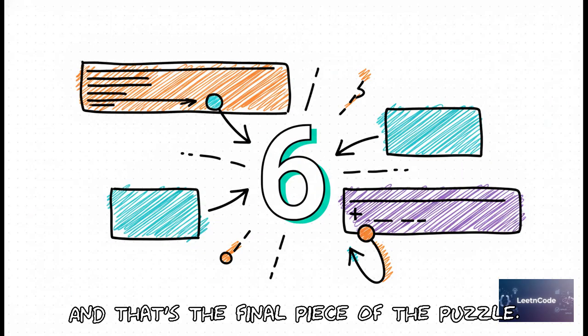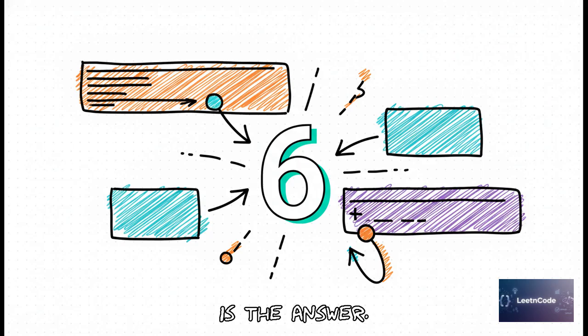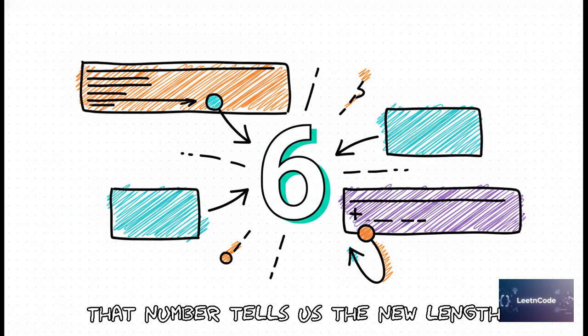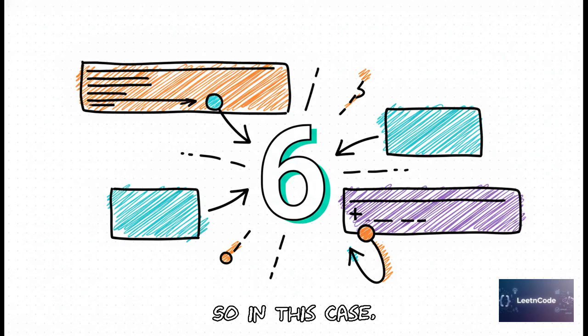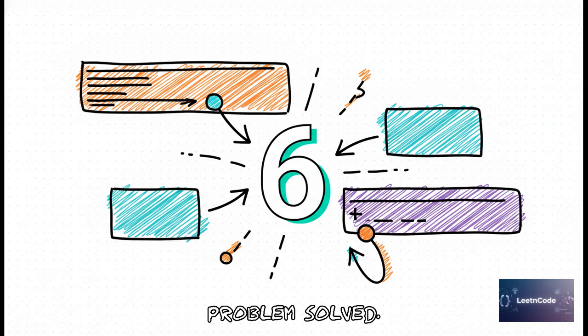And that's the final piece of the puzzle. The final position of our builder pointer K is the answer. That number tells us the new length of our compressed array. So in this case, it's 6. The function returns that number, and boom, problem solved.